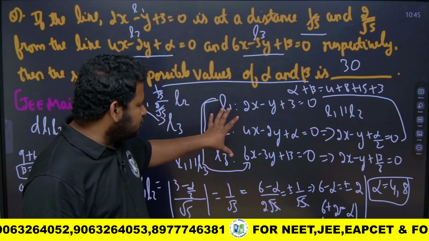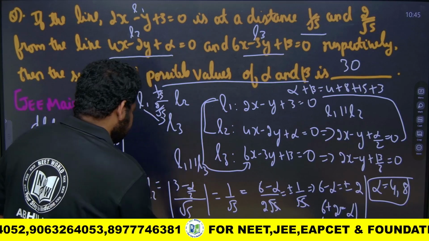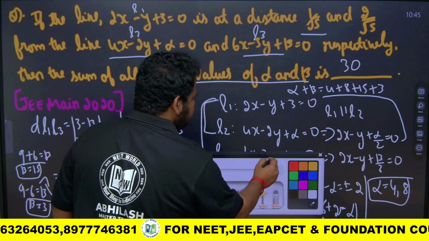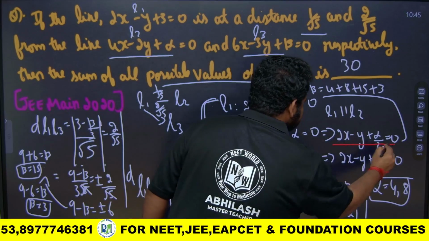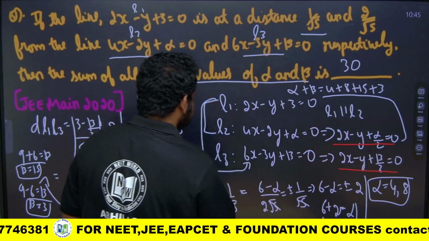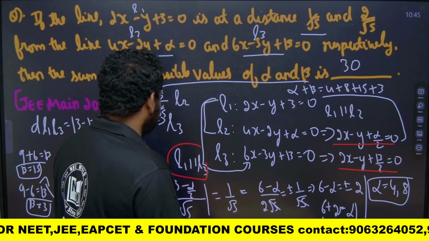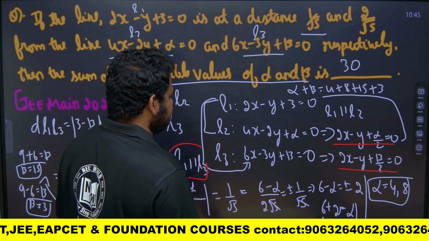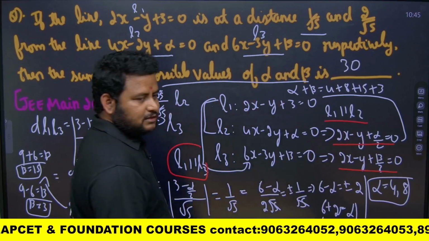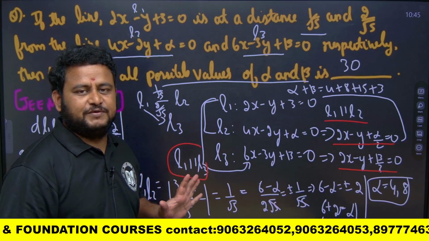Just you have to identify this one. This is the key step. This I will write as a star step for me. Writing these parallel lines, L1 is parallel to L3, or L1, L2 and L3 are parallel. Identifying this is the key step for me, a very important step.